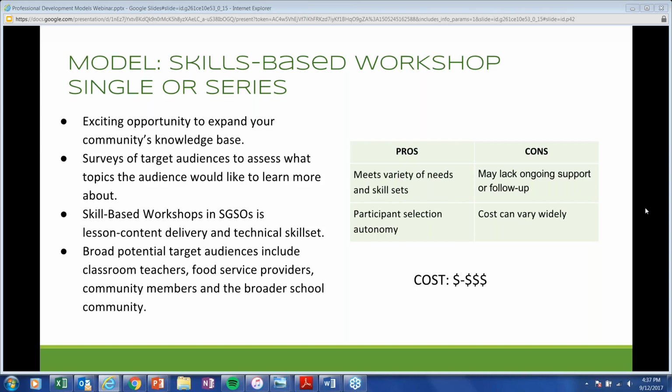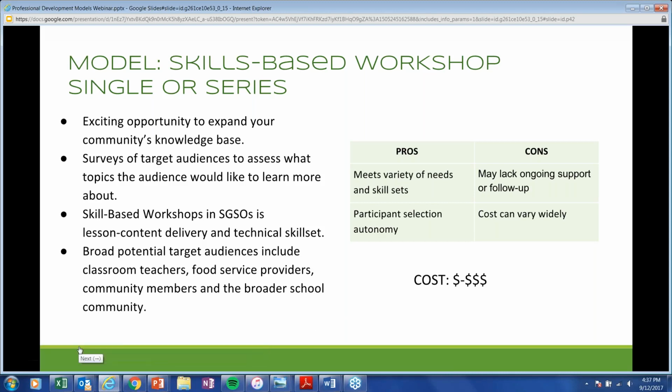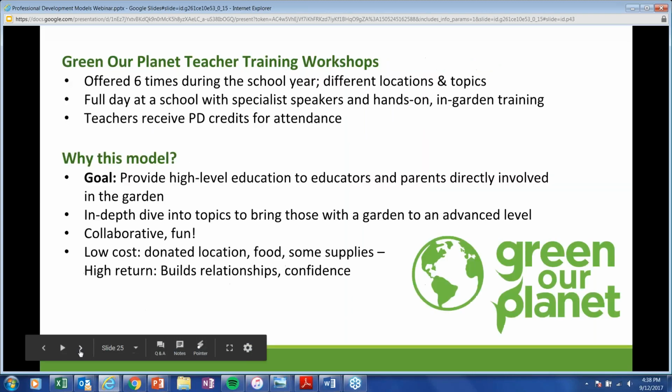I think we've all been in a situation where we find something that we need, especially as educators. We want to learn the content, and then it costs hundreds or thousands of dollars. That's not where we want to be. But there's a lot in between, and they're a really accessible way for school garden support organizations to create an outreach to all kinds of groups.